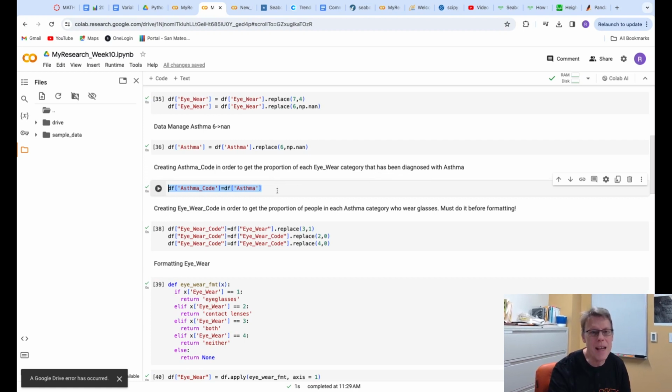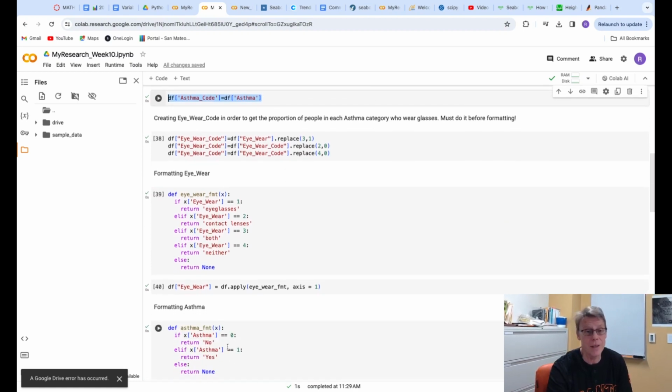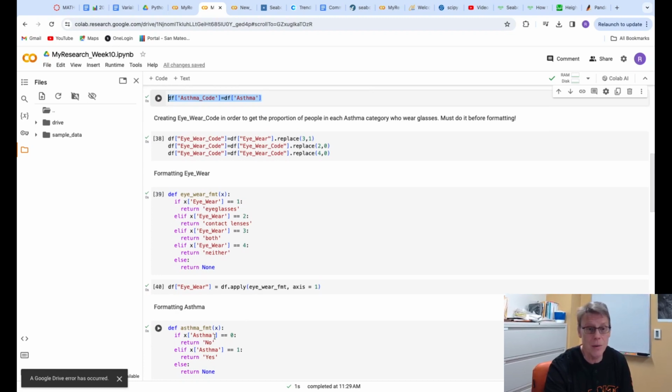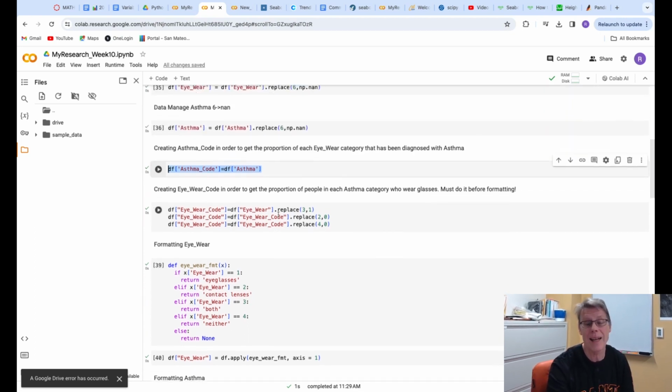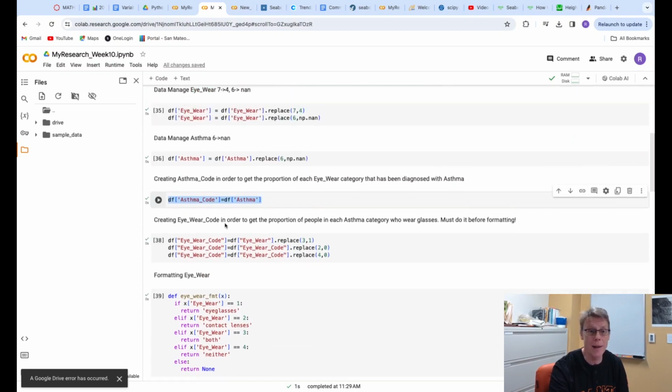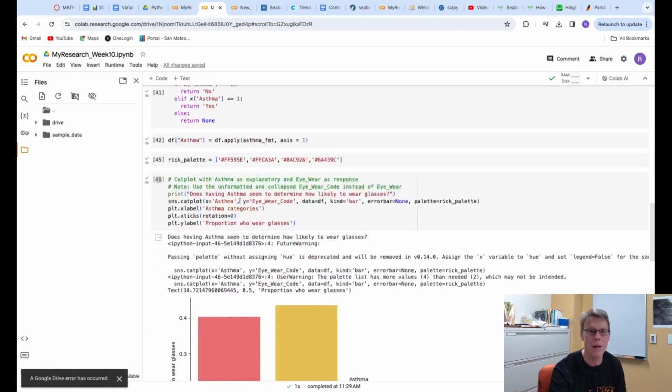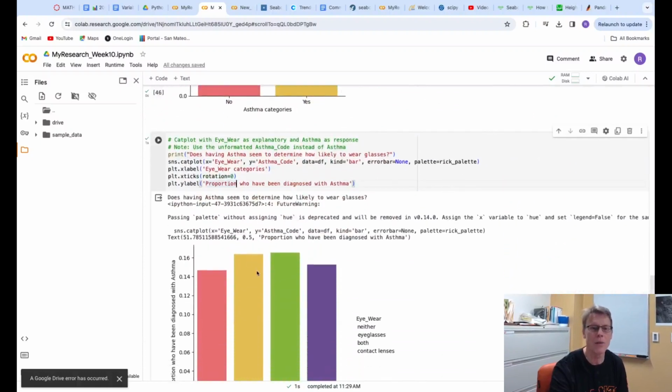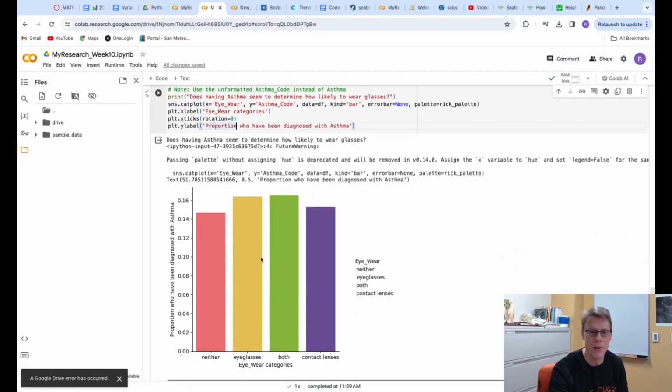Because after you've data managed, all there is are 1s and 0s, right? The 1s meant you were diagnosed with asthma, and the 0s meant you were not diagnosed with asthma. You don't want this formatting for that cat plot. So right before I did the formatting, I created this thing called asthma code that was literally just asthma. I didn't have to collapse it in any way. I just wanted to copy it. And so that's why this code actually worked down here.